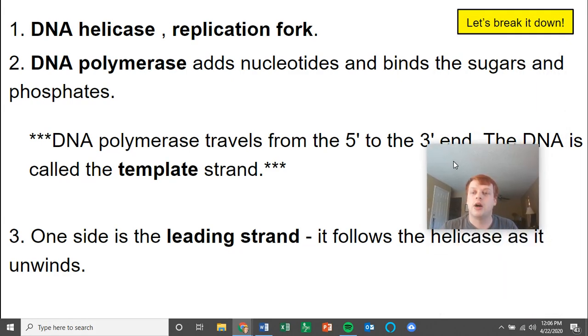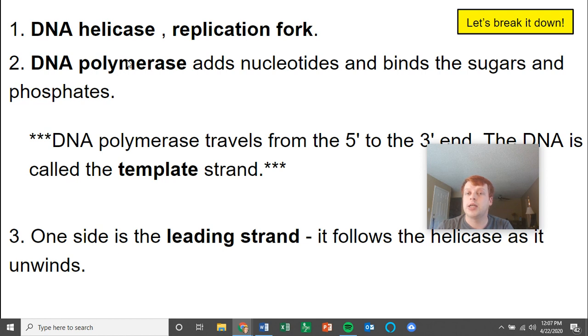So we're going to talk about all the different things that they discussed, starting with helicase and the replication fork. Remember, DNA helicase, as the video stated, is the molecule that actually is responsible for splitting the original strand into two separate ones. And when it splits, it gets this end here that creates kind of a fork in a road. That's the replication fork.